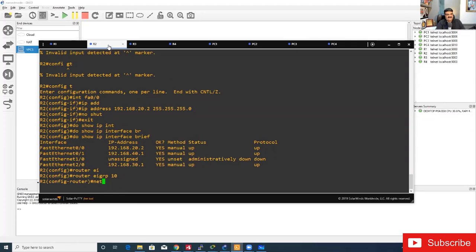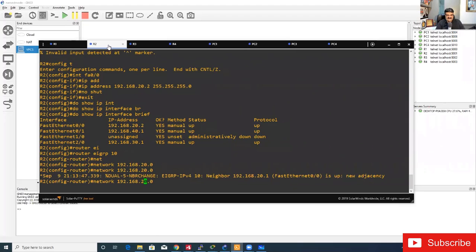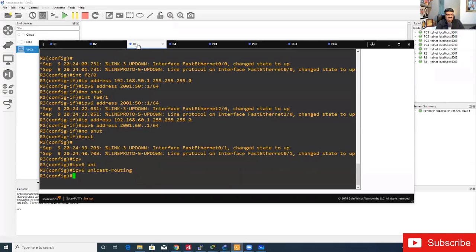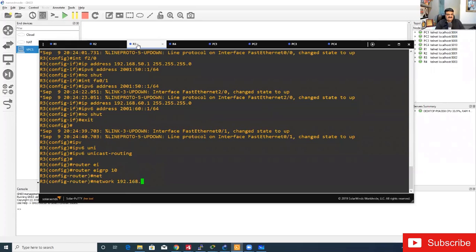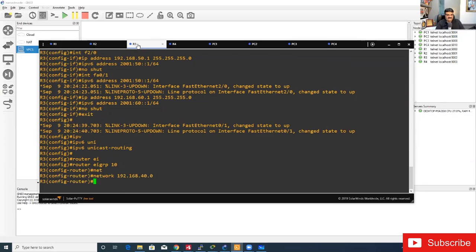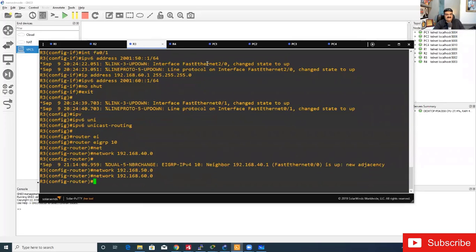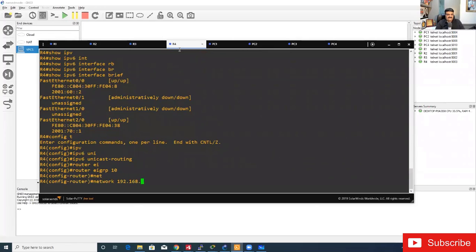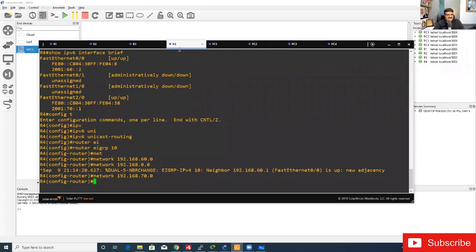Router EIGRP 10, going to add network 192.168.20.0. Okay, the neighbor relationship must be there. Now 40 and 30. Going to R3: router EIGRP 10, network 192.168.40.0, done, then 50.0 and 60.0. And now in R4: router EIGRP 10, network 192.168.60.0 and 70.0. Yeah, so this is IP version 4 EIGRP.